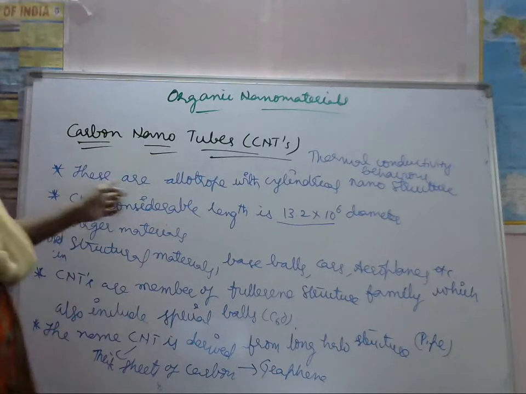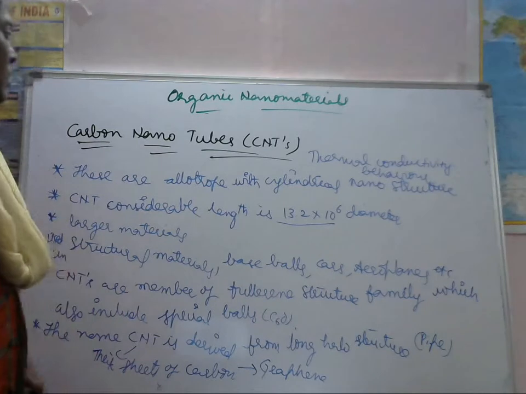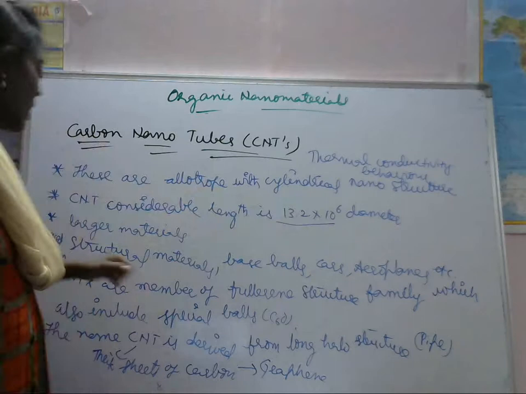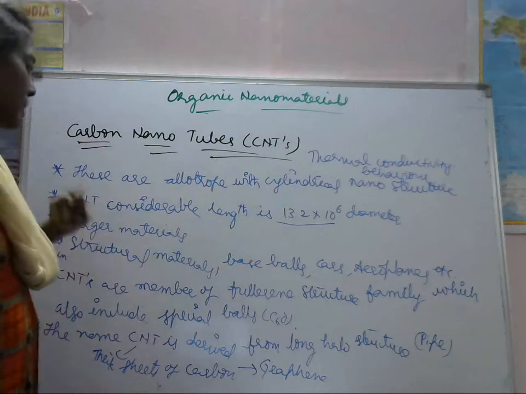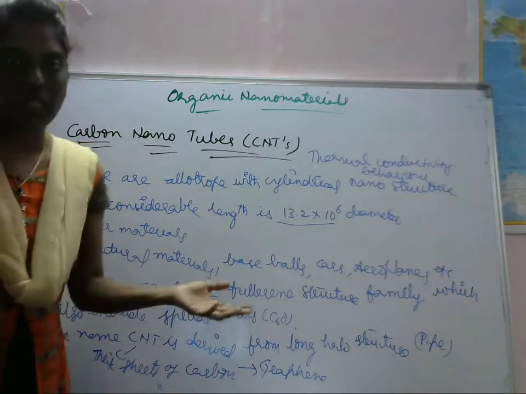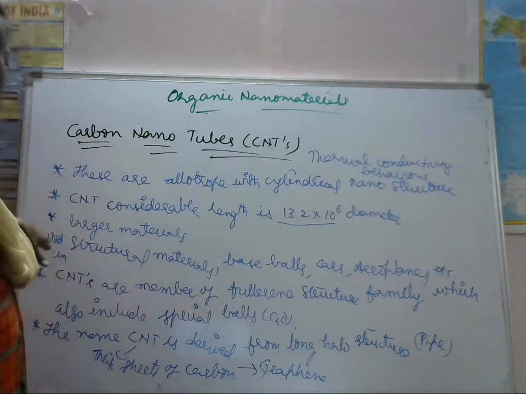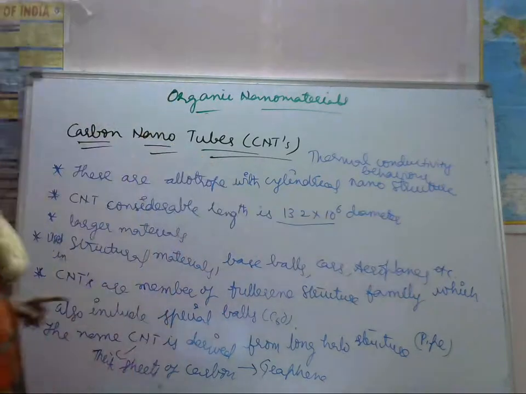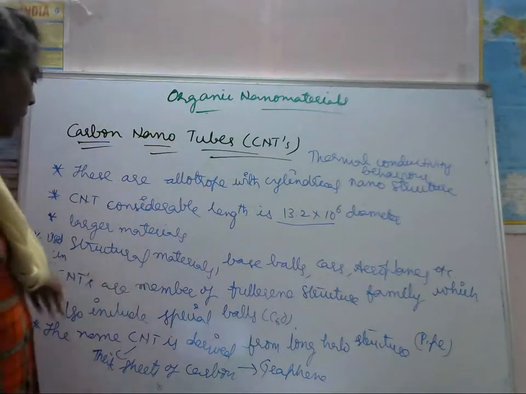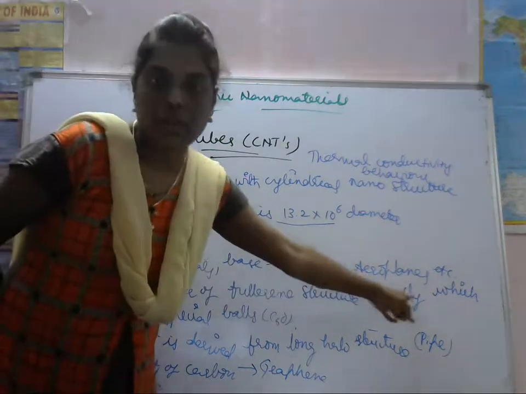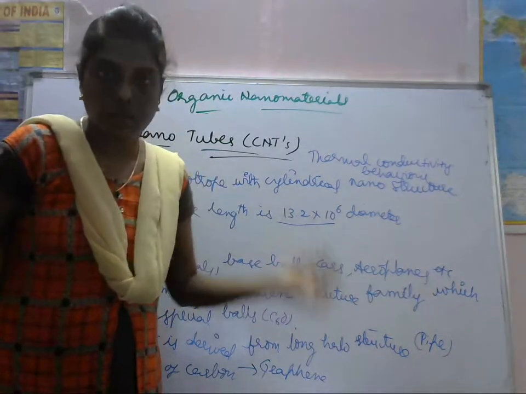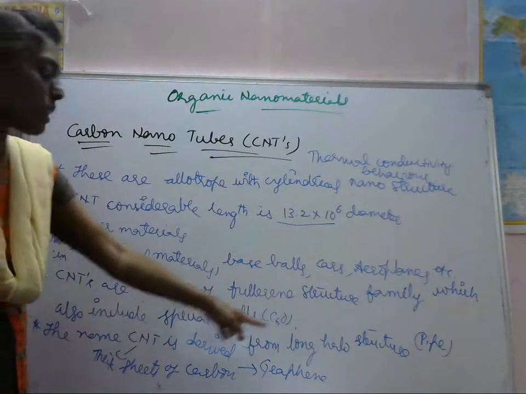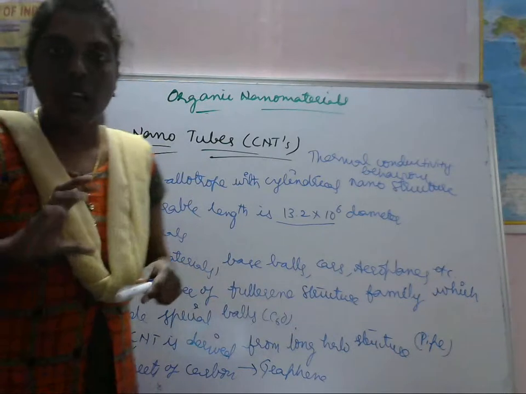Okay, so let's see some properties of these CNTs. These are allotropic cylindrical nanostructures. CNT considered length is 13.2 into 10 power 6 diameters. These are larger than other materials. These are used in structural materials, baseballs, cars, aeroplanes, etc. And they belong to the fullerene structure family, which also includes special balls like C60. C60 is nothing but buckyballs.